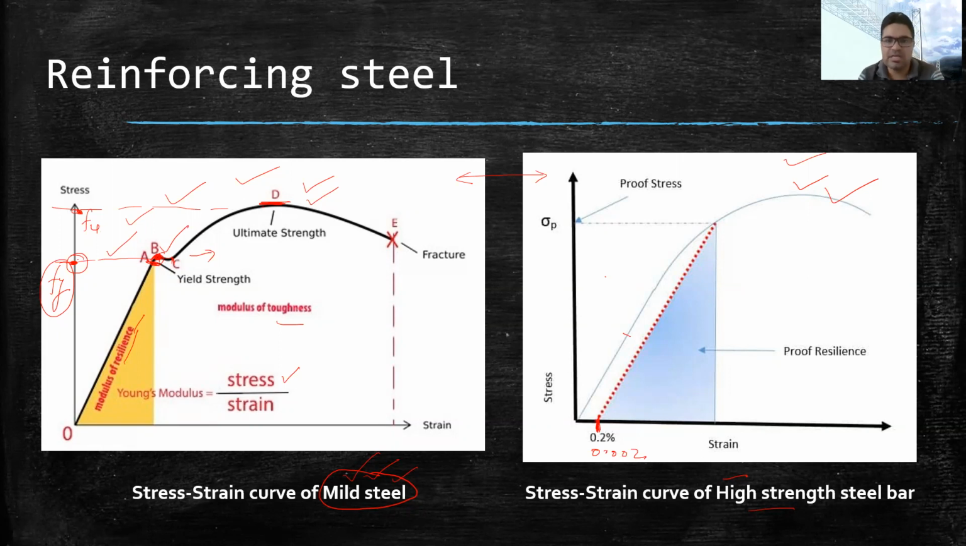So we were discussing the stress strain curve of steel. Here, the first curve is of mild steel. There we can easily identify the yield point and the ultimate strength point. But in the case of high strength bar, it is very difficult to identify which one will be the yield point and which one will be the ultimate strength point.